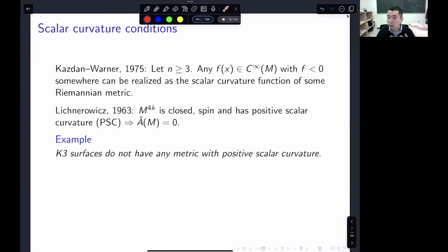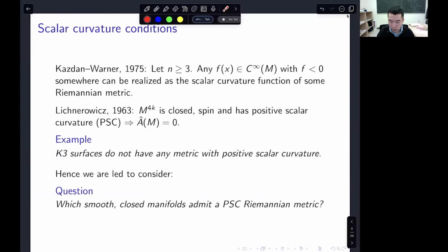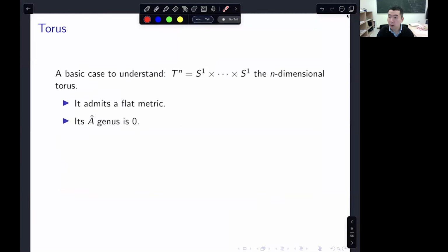This is a really exciting result, and then people looked for examples which are at the borderline of this kind of result. One focus of this talk is the obstruction problem for positive scalar curvature: which smooth closed manifolds admit a positive scalar curvature Riemannian metric. A particularly interesting example to focus on is the so-called torus.